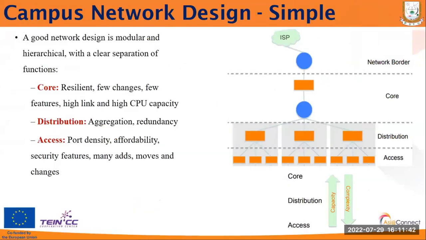Now, you can look here. This is a simple network design. If you see here, this is the ISP network, that means internet service provider, that is the network border. Then it is using three tiers, that means core, distribution, and access. As I said before, you already have a concept about three tier and two tier layers, like access, distribution, and core layer.